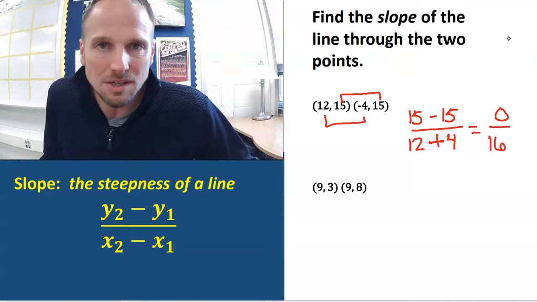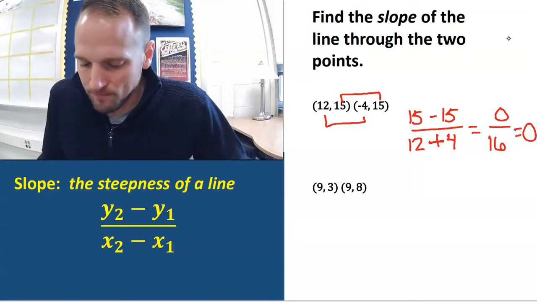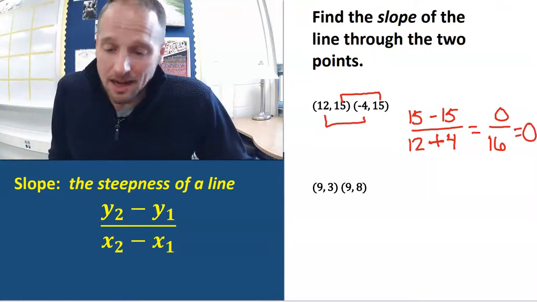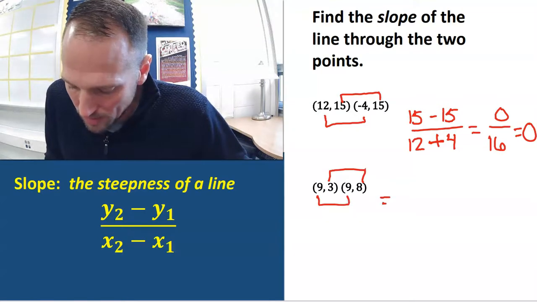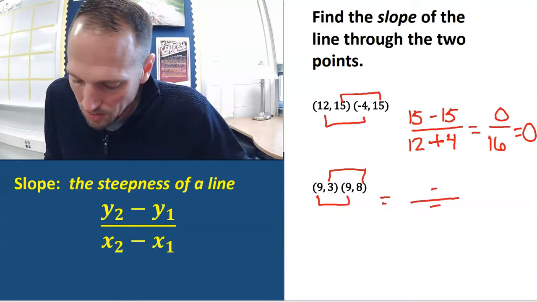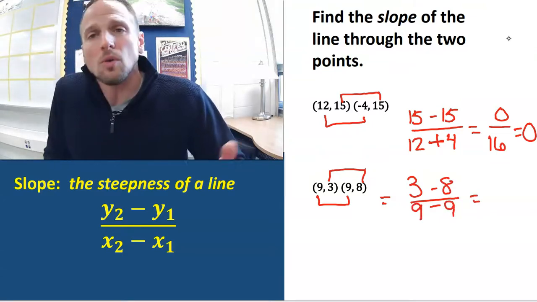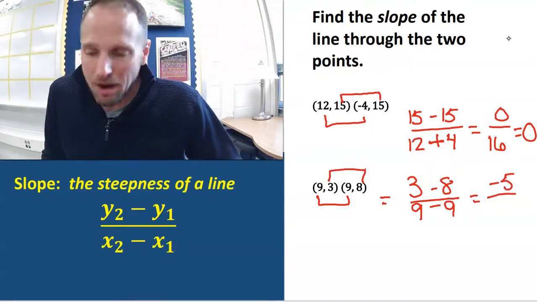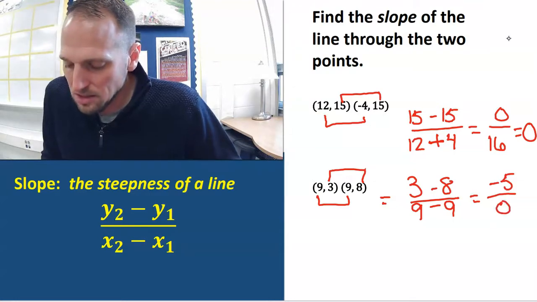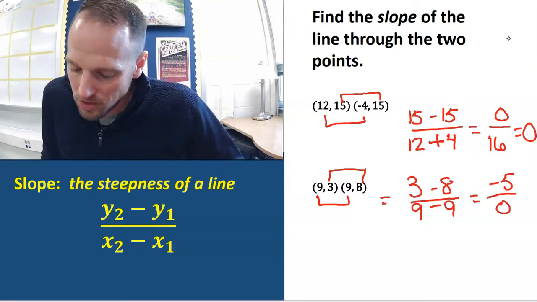What's 0 divided by 16? You got it. It's just 0. Okay, so the slope of that line is 0. Let's look at the next one. Y's go on top, x's go on the bottom. So I've just got 3 minus 8 on the top, 9 minus 9 on the bottom. So 3 minus 8 is -5. And on the bottom, 9 minus 9 is 0. Okay, so -5 divided by 0, obviously that's 0.